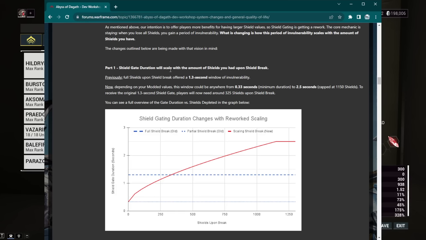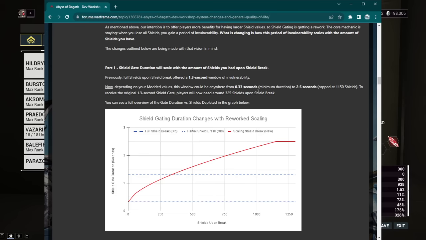So, I just showed you how it works in the current version of the game. Full shields on break, 1.3 seconds of invincibility. With the new version of the game on October 18th, depending on your modded value, the window could be anywhere from 0.33 seconds to 2.5 seconds at 1150 shield. To receive the original 1.3 second shield gate, players will need around 325 shields upon shield break. I'm just going to go ahead and spoil it. I jumped ahead.